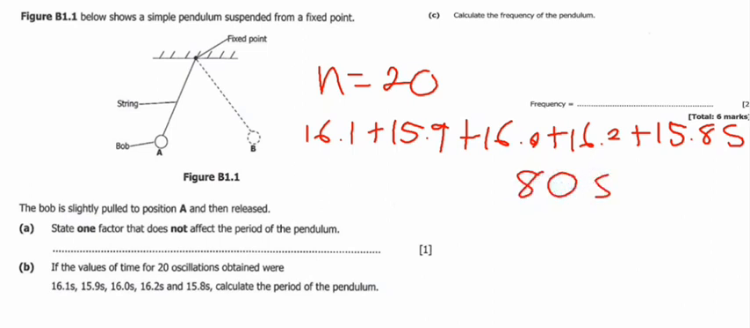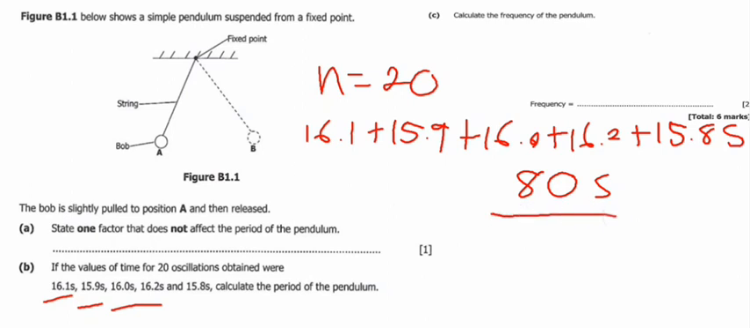Now this 80 seconds is not the actual time that we are going to use to calculate the period of the pendulum. So what we are going to do here is find the average. So how are we going to find the average? We are going to count the number of times that we have here. So we have 16.1, which is 1, 15.9, which is 2, 16.0, which is 3, 16.2, which is 4, then 15.8, which is 5.